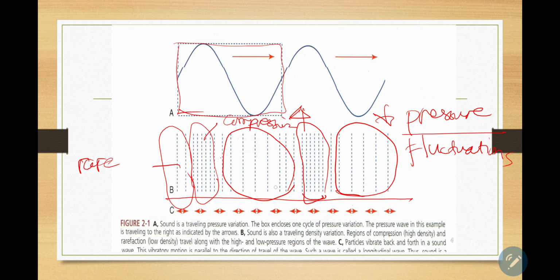Okay, so these are compression fluctuations in pressure, rarefaction fluctuations in pressure. And then below is actually the sample diagram of how the wave will vibrate, the direction of the wave. So here in the sample letter C, the direction of the wave is longitudinal. Ibig sabihin, it usually is parallel to the direction of the sound beam.